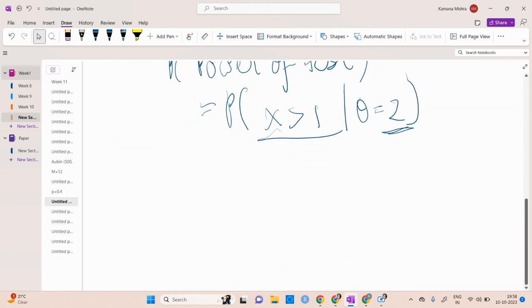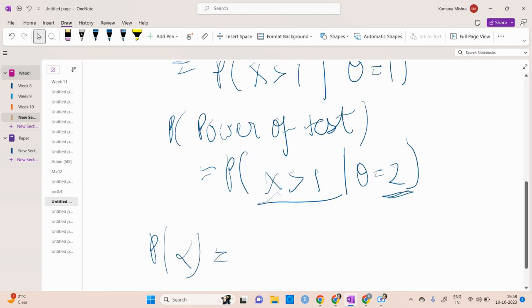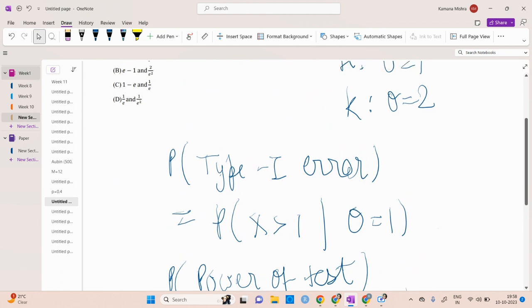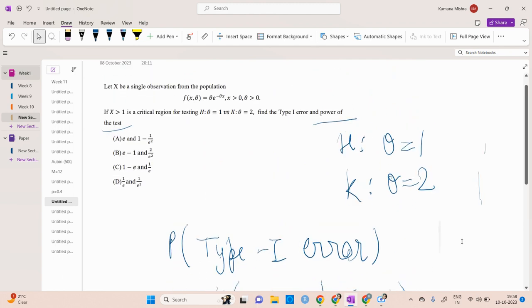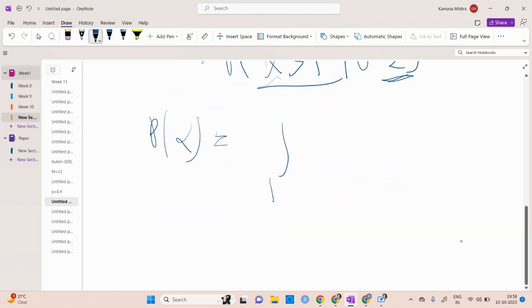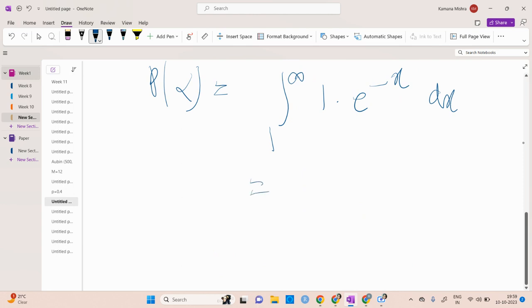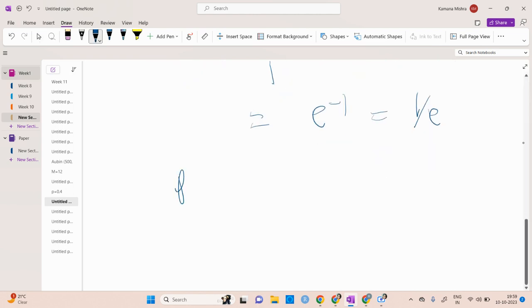So solving type 1 error, or you can say alpha, is equal to what? Probability X greater than 1 when theta is 1. Right? So integral from 1 to infinity, theta is 1, e to the power minus x dx. Right? So it will be e to the power minus 1, right? 1 upon e.